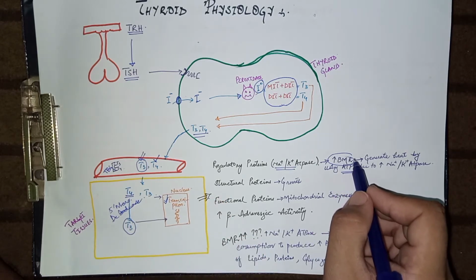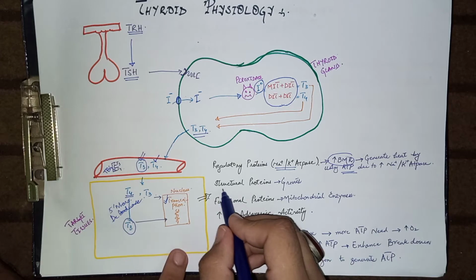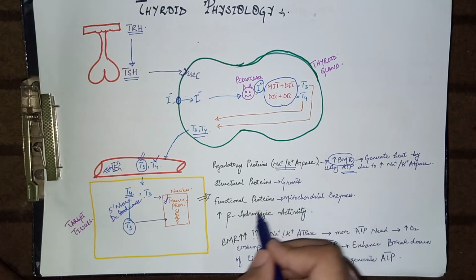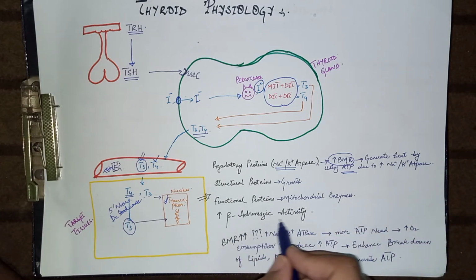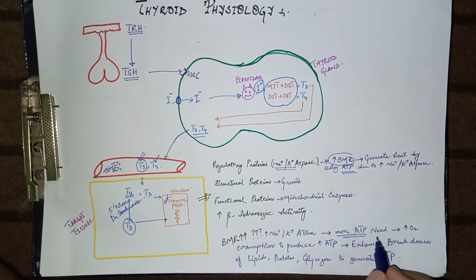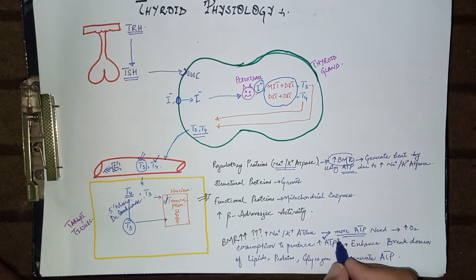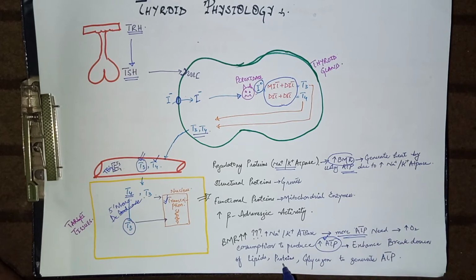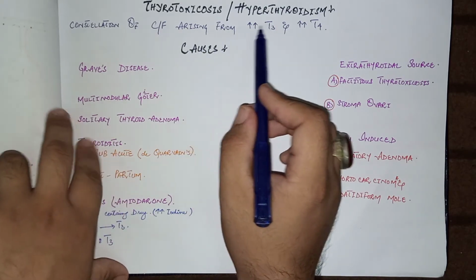which results in increased basal metabolic rate. What is basal metabolic rate? It is the energy expenditure of the body at the resting state. Other proteins are structural proteins, which enhance the growth of the body, and functional proteins, that is mitochondrial enzymes. It also enhances beta adrenergic activity, that is sodium potassium ATPase activity. So there is more need of ATP in the body. Due to this need, there is more oxygen consumption to produce more ATP. So it enhances the breakdown of glucose, lipids, as well as protein, because adenosine triphosphate, which is energy, is formed by their breakdown.